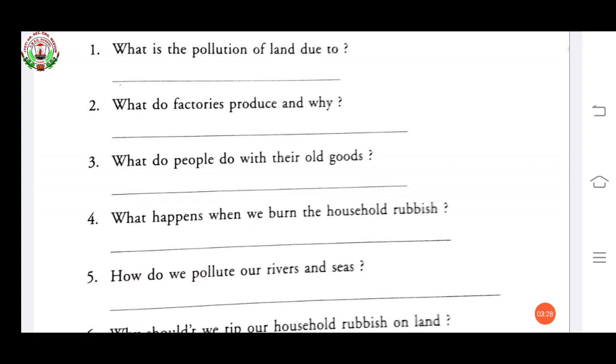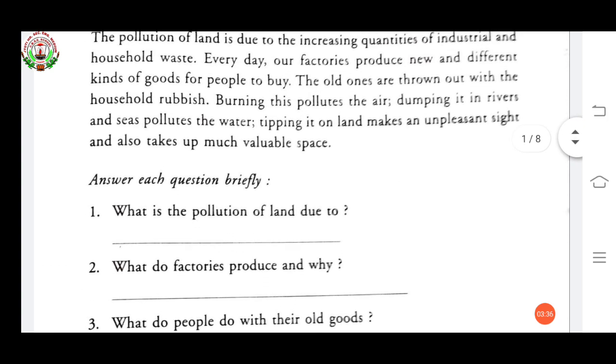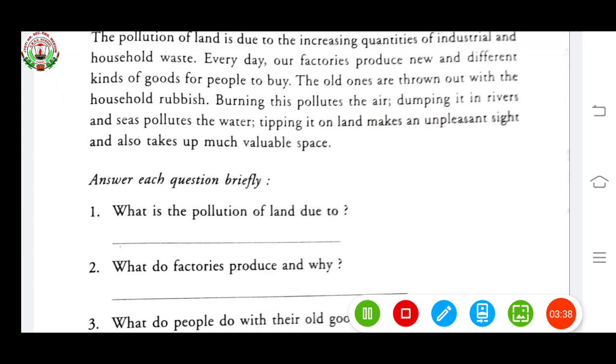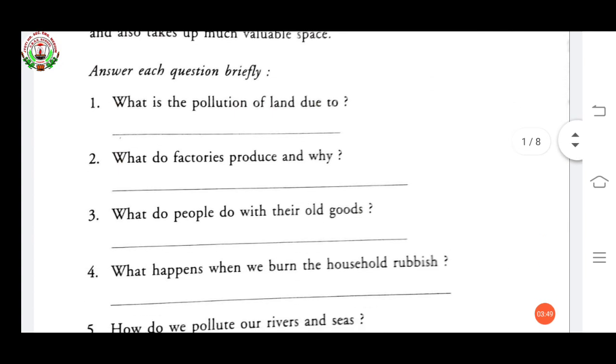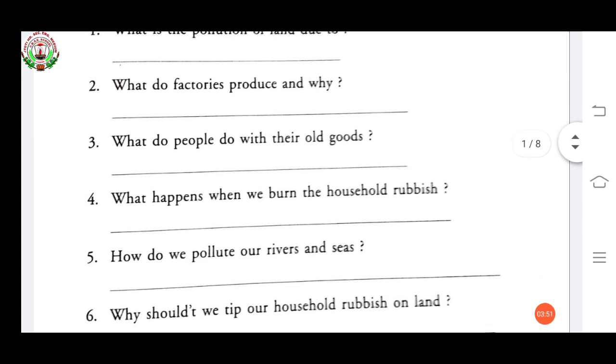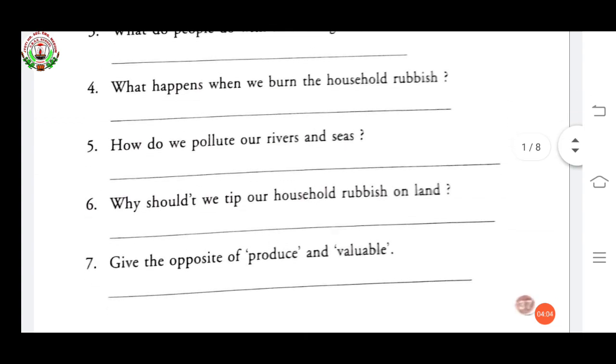Now see the next question. How do we pollute our rivers and seas? You can see here, the answer is given. Dumping it. This is your main answer. Now you have to write in your own words. We pollute our rivers and seas. From the question you can take. Okay. We pollute our rivers and seas by dumping waste in it.